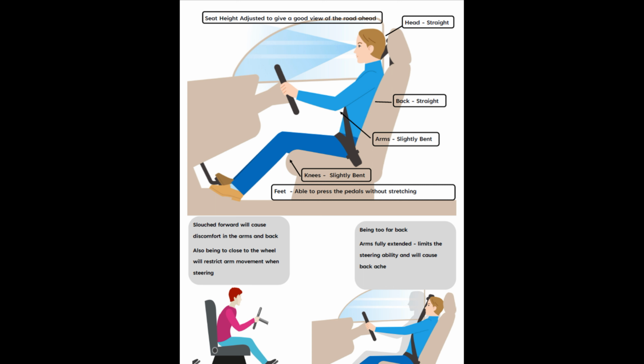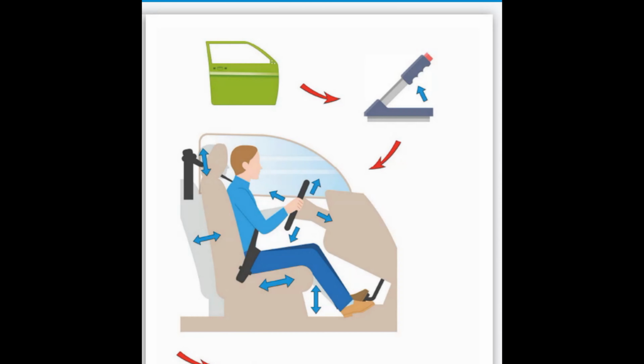So again, you can get them to put their head against the head restraint and just run their hand from the top of their ear back to the head restraint, hold it while they turn around and have a look, and it should be roughly in the middle of that head restraint. So that's door, handbrake, seat, and that now brings us to the adjustment of the steering wheel.